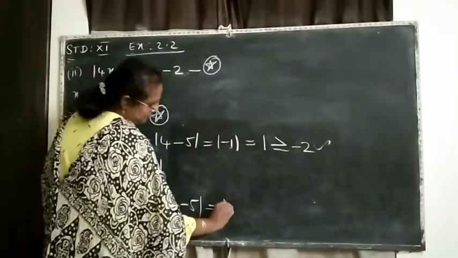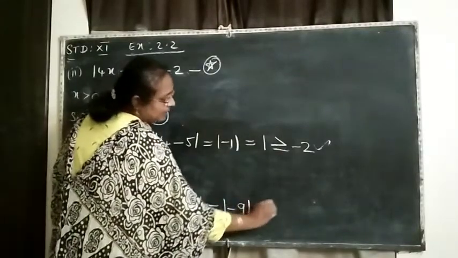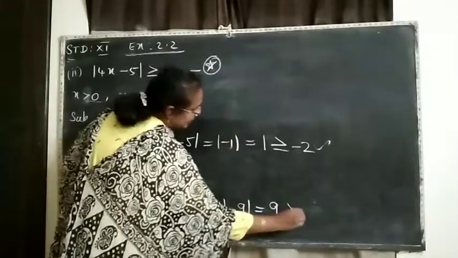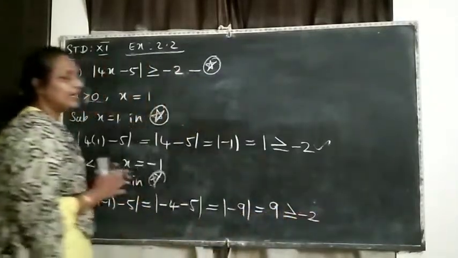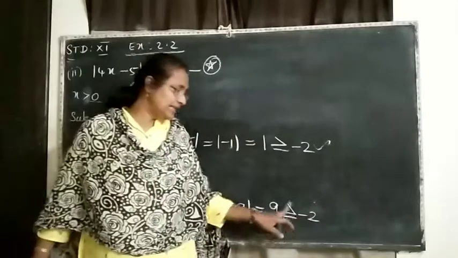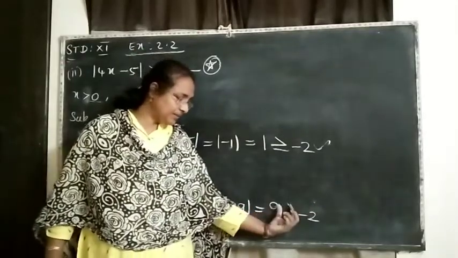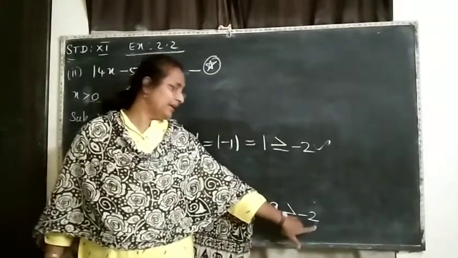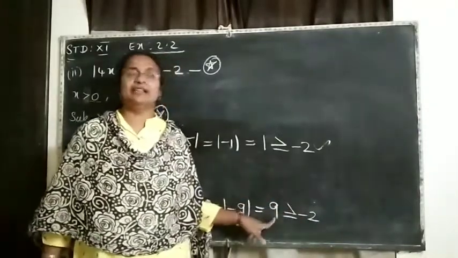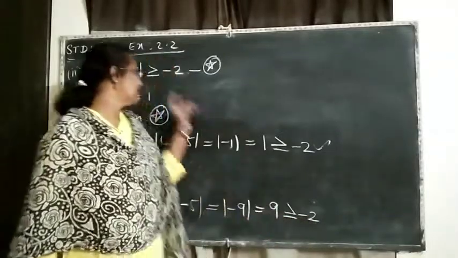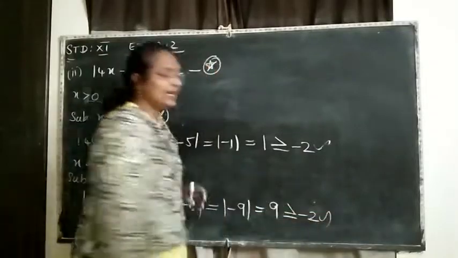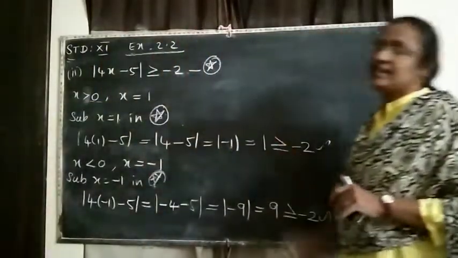That is equal to minus 9, that is equal to plus 9. This plus 9 is greater than or equal to minus 2. Is it true? Yes or no? This symbol states that the bigger part is 9 and the smaller part is minus 2. Now, which is bigger, minus 2 or 9? 9. So this inequality, the question, is satisfied. So in both the cases our inequality or the question is satisfied.